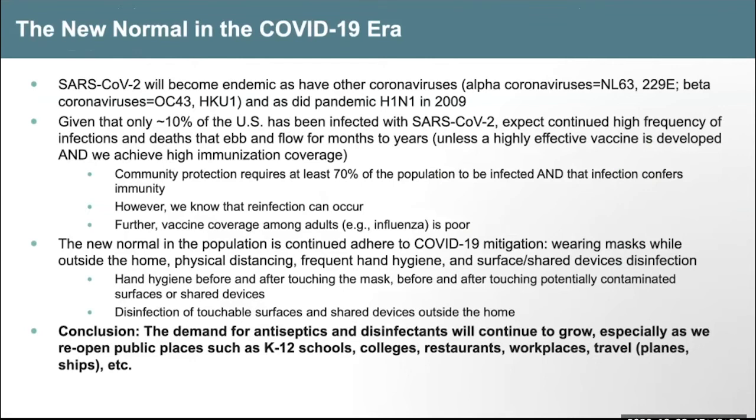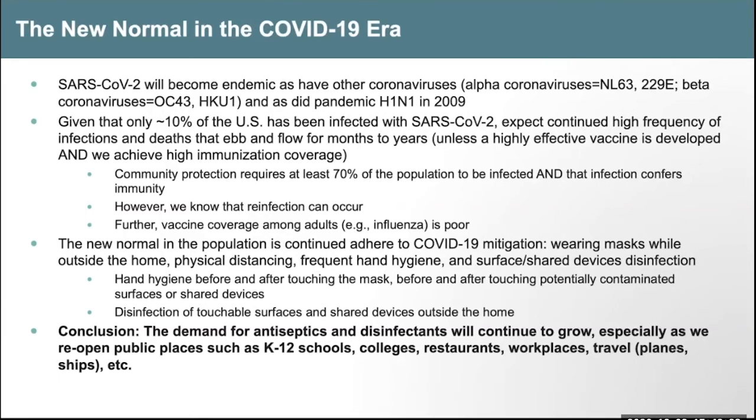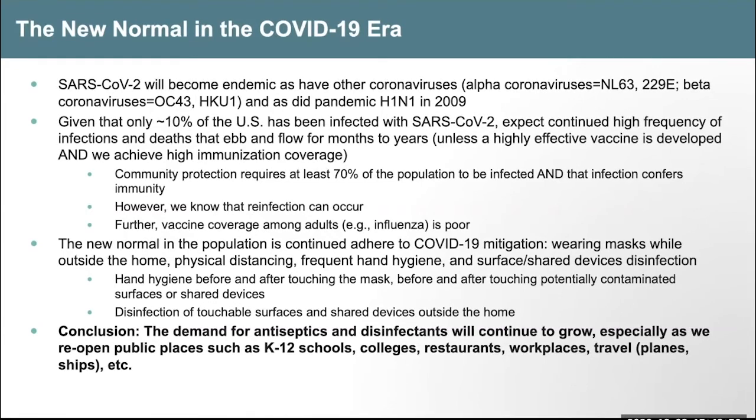The new normal in the COVID era, it is endemic now and it will stay here. Roughly only 10% of the U.S. has been infected. There's no part of the world that's really reached the point to get so-called community protection, herd immunity. You need 70% infected to get that. So until we have a large number of people immunized, we will continue to have to do those mitigation methods I noted. And maybe even after, we do know that you can get reinfected with SARS-CoV-2. As many as 50% of people do not plan to take the vaccine because of concerns. So the mitigation strategies I mentioned are the new normal and will be with us for months to come. So that's all very, very important. And the demand for disinfectants and antiseptics will grow as we reopen places like K-12 schools, colleges, restaurants, workplaces, and travel. We will need to use all those mitigation efforts there as well.